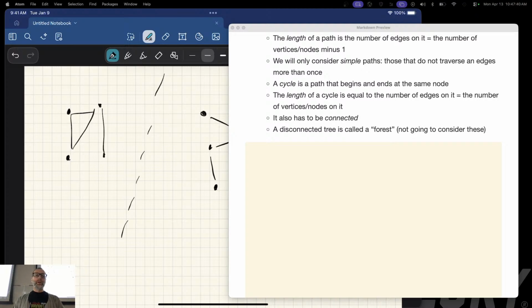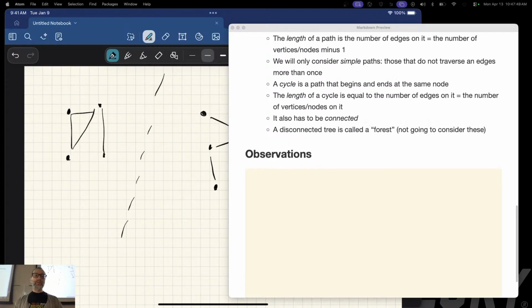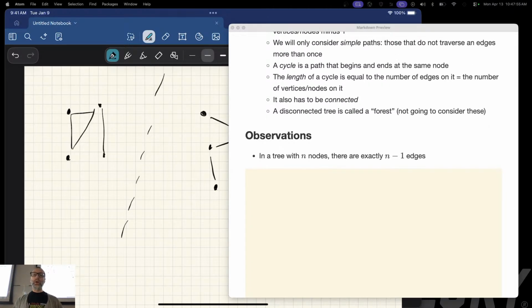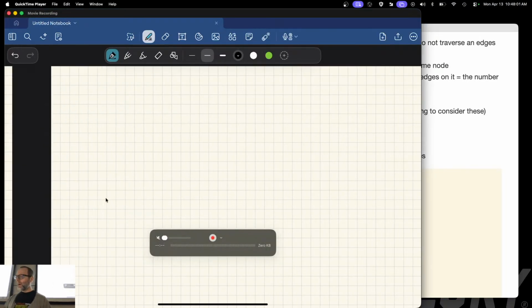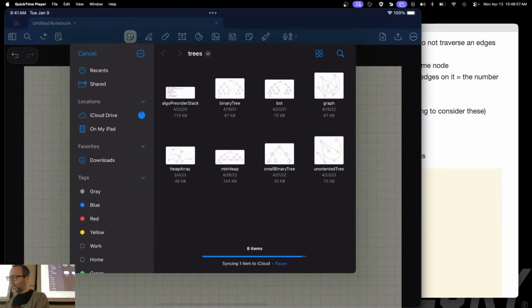Right? So now that we've given this some structure, how can we exploit that structure? The way that we're going to exploit that structure is by making some observations first. Right? Trees are not all that complex. In a tree with n nodes, there are exactly n minus 1 edges. Now, why is that? Let me come over here and let's go ahead and review the same graph that we had just before. Let's go ahead and add that graph right there.